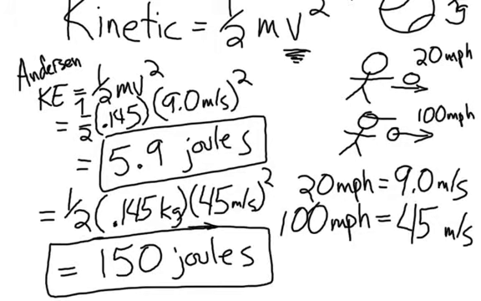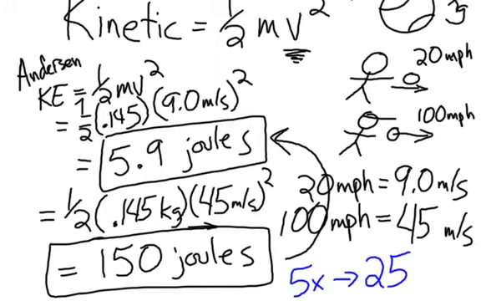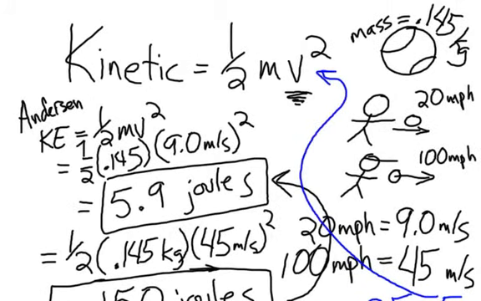Again, when I pitched at 20 miles an hour, it was only 5.9 joules. And so even though that pitcher is throwing it 5 times as fast, he's getting roughly 25 times the amount of energy out of that pitch. And that's why, if you look at the equation, the velocity being squared is super important to understand that. And so you can solve complex problems now that you know the equation for potential energy and kinetic energy.